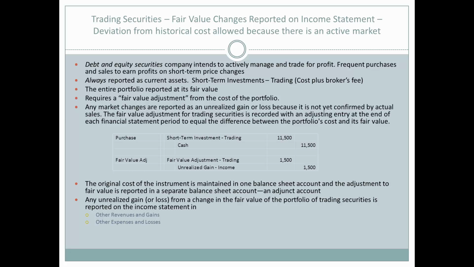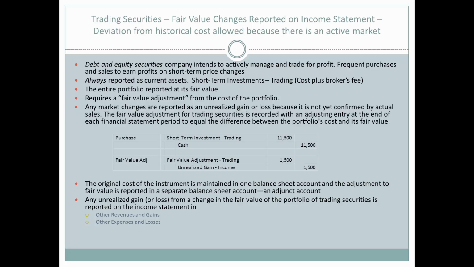Then we have a fair value adjustment. So this portfolio of $11,500 now has a fair value in the open market of $13,000. So we're going to recognize the fact that the investment has gone up by $1,500. So that's going to be a fair value adjustment, trading. That's a separate account from the short-term investment, trading.